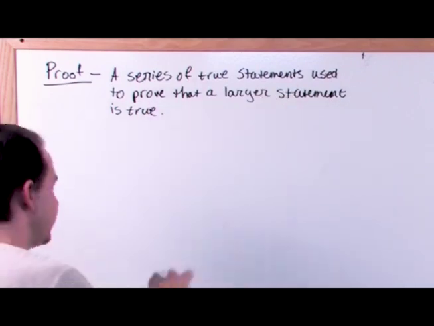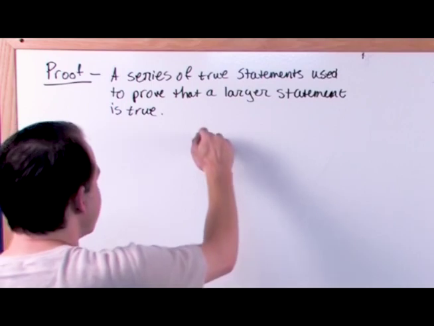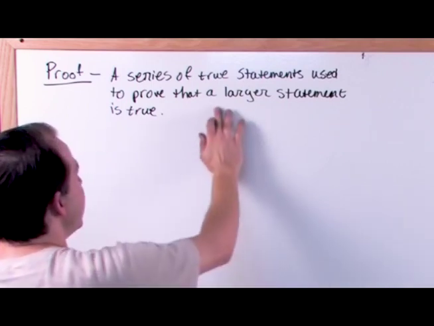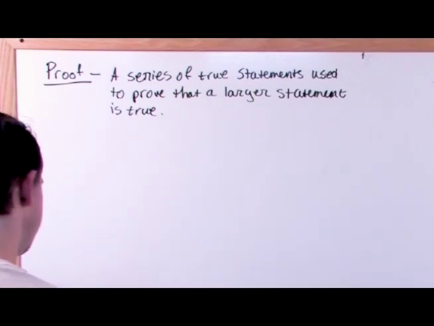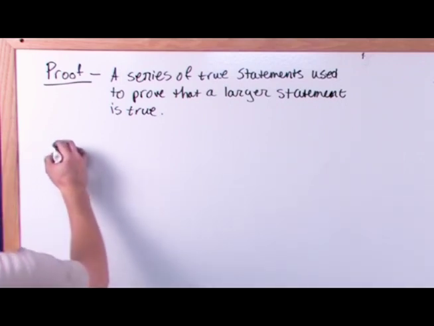It's a series of true statements. Every statement here that you write down has to be true. And they logically progress to a final conclusion that you're trying to actually prove is true. Okay, so let's just do a quick example proof, something I think all of us can relate to. So here's an example.